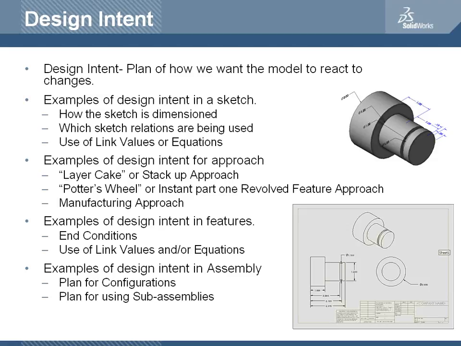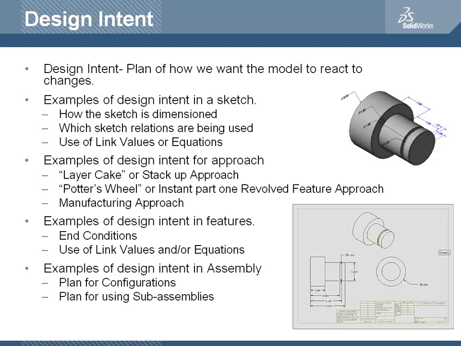There are 3 types. We have the layer cake, which is like a stacked up approach. Typically we want to avoid that, and I'll describe that here in a second. The potter wheel, which is basically one revolve feature. Yeah, it makes your part really quick, but it limits your flexibility. Another popular approach is the manufacturing approach, whereby we start with a block and we just start cutting away on it.